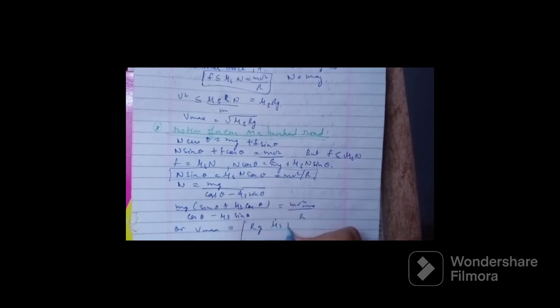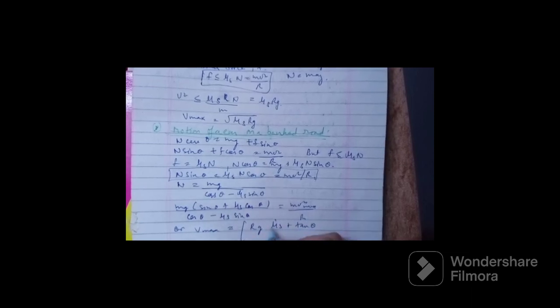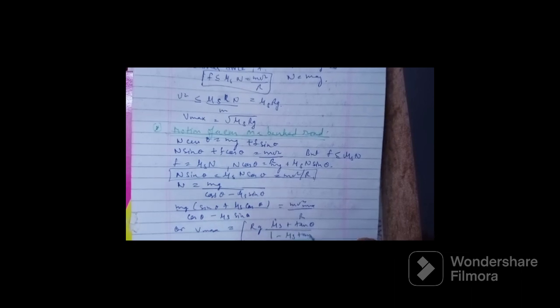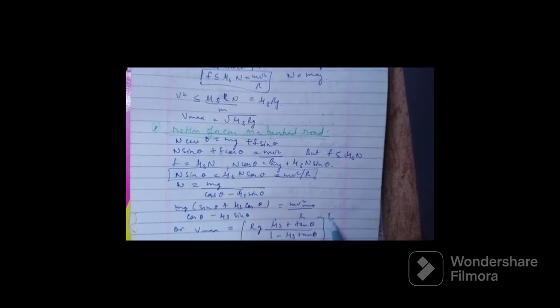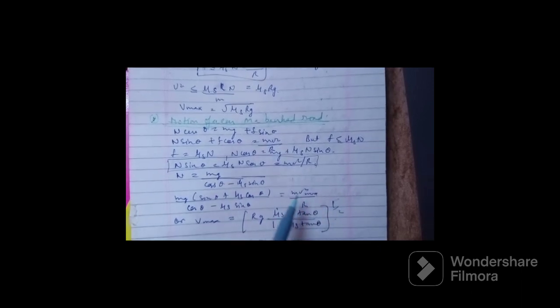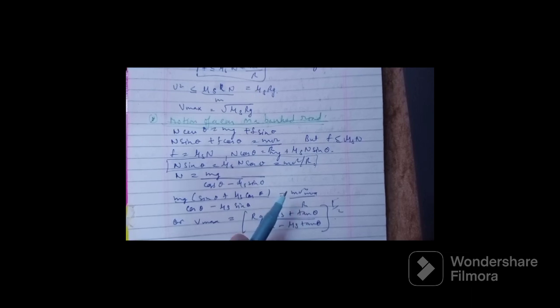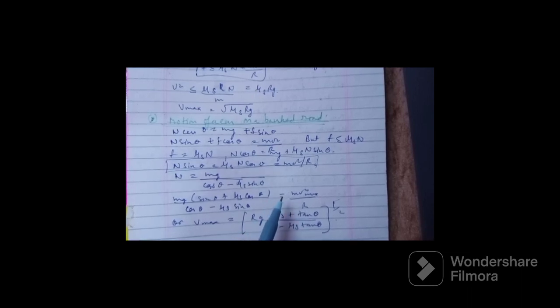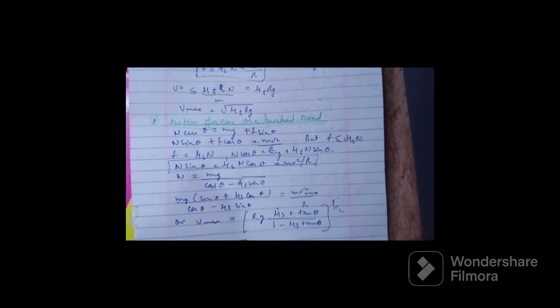root of rg (mu s plus tan theta) upon (1 minus mu s tan theta). So comparing this with the earlier equation, we see that the maximum possible speed of a car on a banked road is greater than that of a flat road.